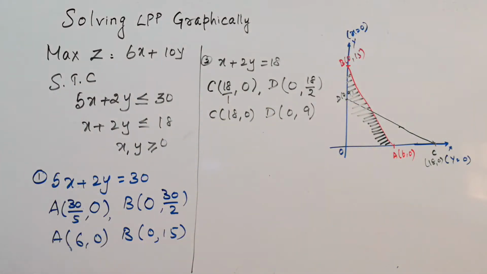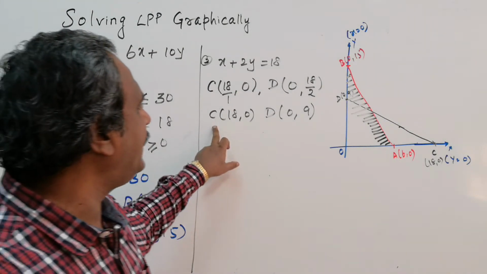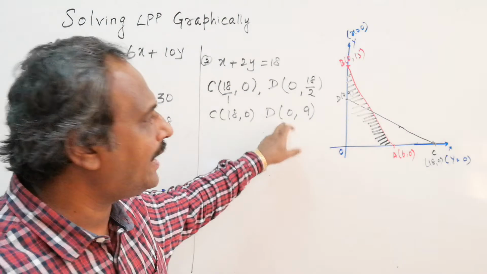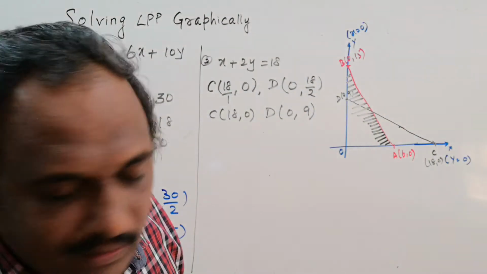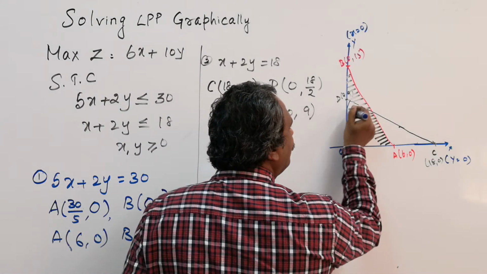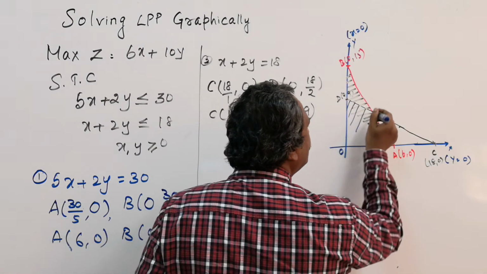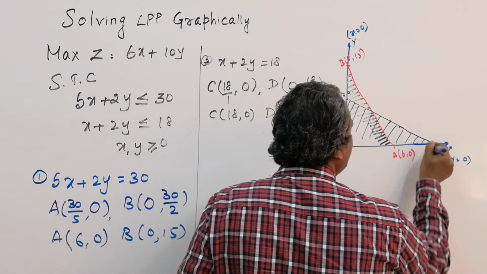In the same idea, I am going to check the next points, 18, 0 and 0, 9. I draw the line here, and again the constraints are less than or equal. That means my values of x and y for this will be below the straight line.